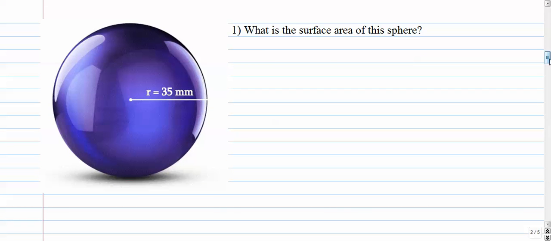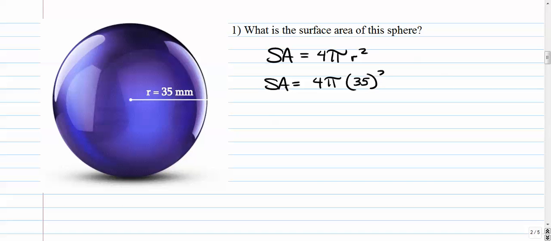Number 1. Surface area of this sphere when the radius is 35. So we're going to write down the formula. 4 pi r squared. Radius is 35. And then you just go right to your calculators and plug it all in. You get about 15,393.